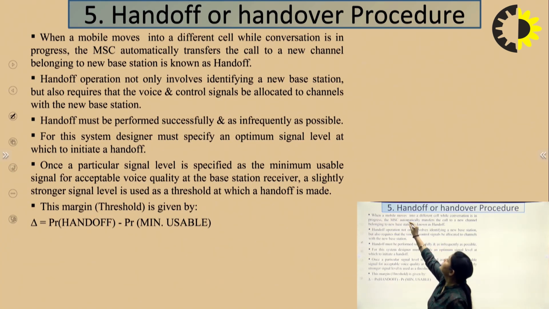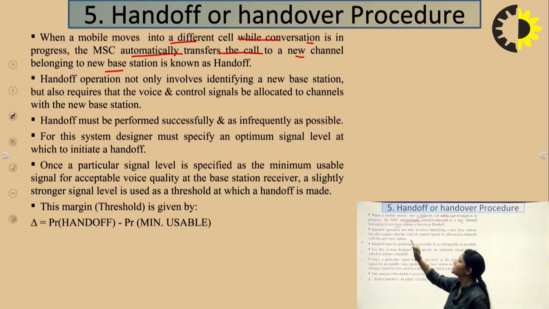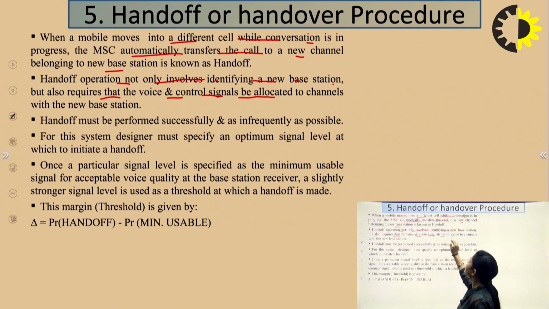When a mobile moves into a different cell during a conversation, the MSC automatically transfers the call to a new cell belonging to a new base station. Handoff not only involves identifying a new base station, but also requires that the voice and control signals be allocated to channels with the new base station.